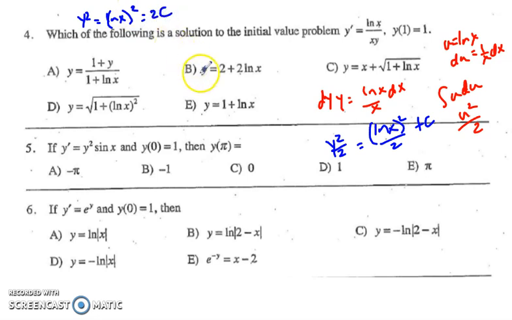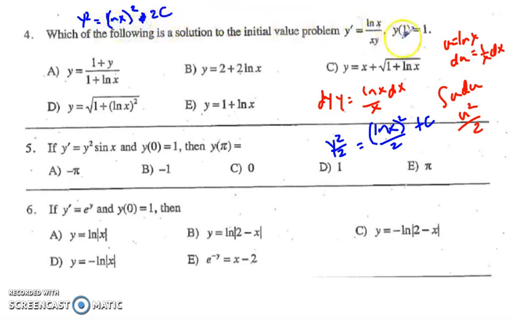plus some constant, twice some constant c, so 2c. And then y squared, if I take the square root, I end up with, y of 1 equals 1, sorry. ln of 1 is 0, so that means c is going to have to be 1/2.